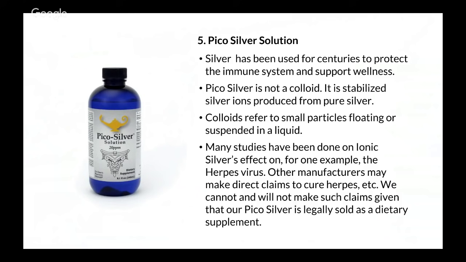We know silver's been used for centuries to protect the immune system. Dr. Dean talked about it earlier. This is not a colloidal. This is a stabilized silver ion, and it is a half of a teeny, tiny step away from being a monatomic silver, which makes it extraordinary.